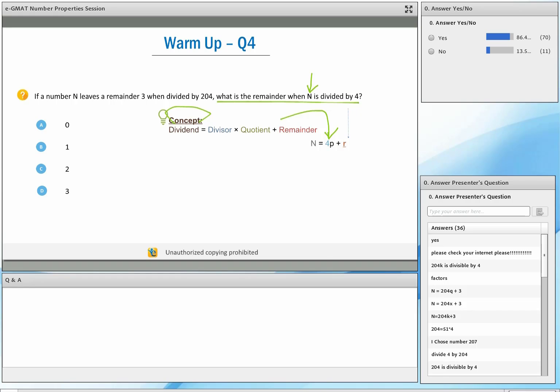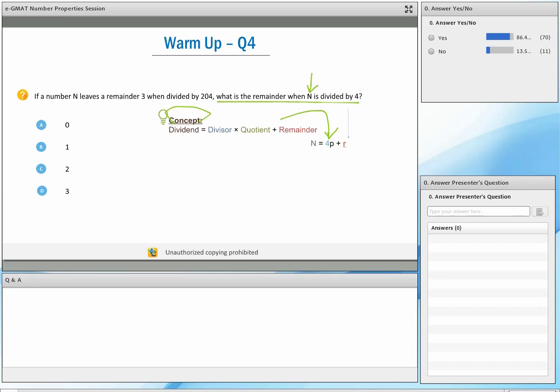Now I've assumed p as the quotient and the remainder is r. And what is it that I need to find? I need to find r. Now what is a property of r that I need to keep in mind? What do I know about r in general? In this case, when the divisor is 4, absolutely r has to be less than 4. That's a very important constraint that you need to keep in mind for such questions.